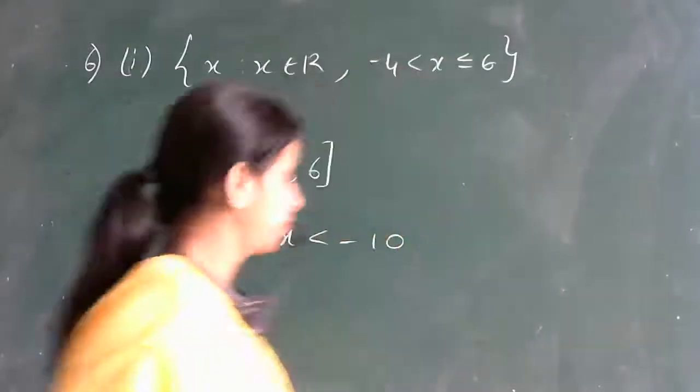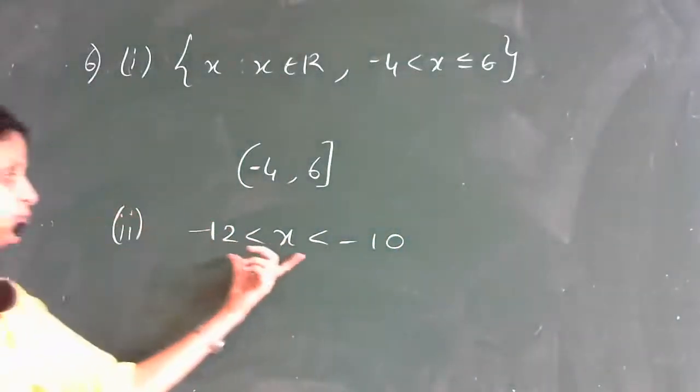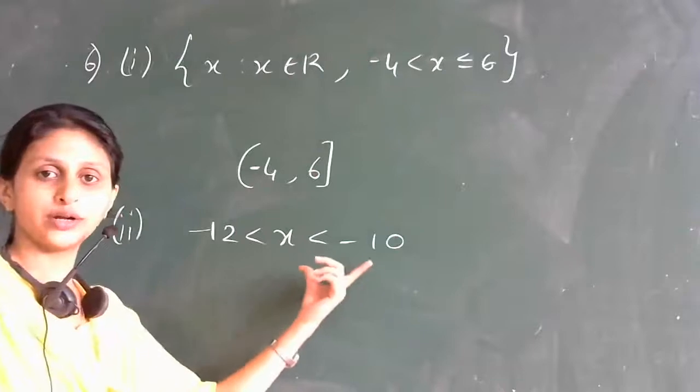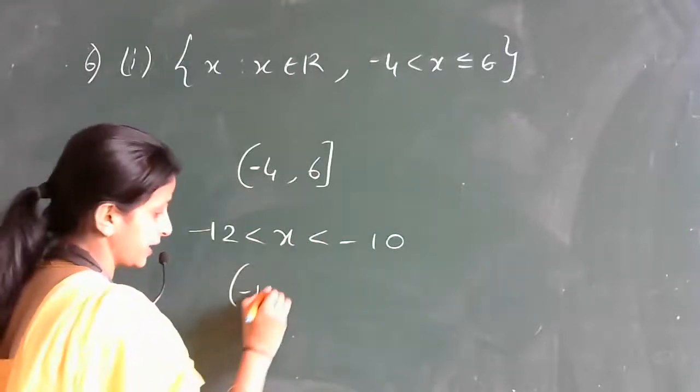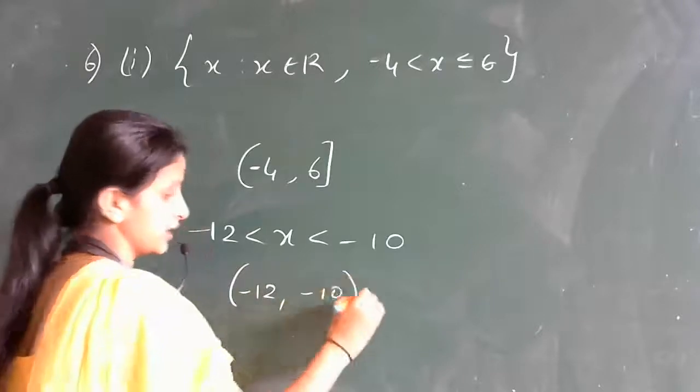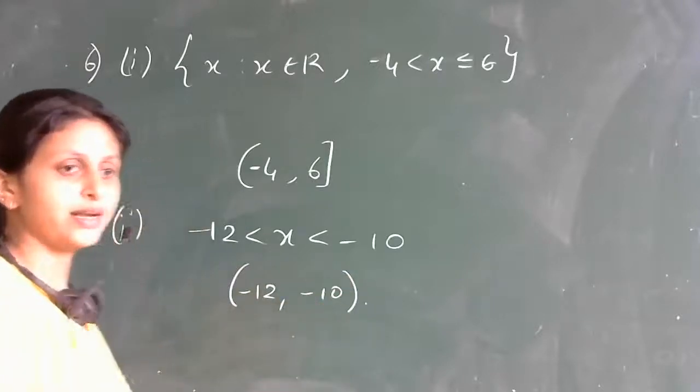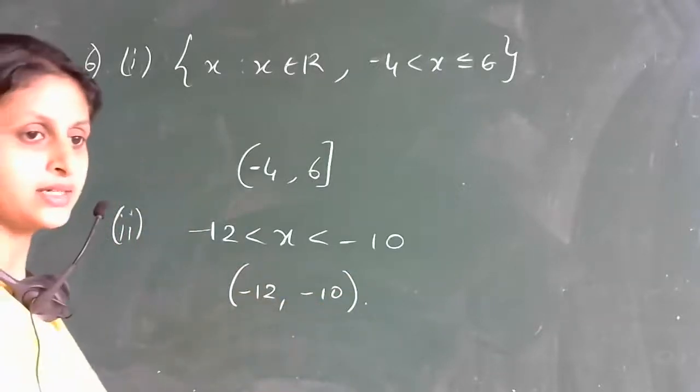Very good, right answer. Here both the endpoints are not included, so on both sides you will have open interval. That would be minus 12, minus 10. Right? Minus 12, minus 10.